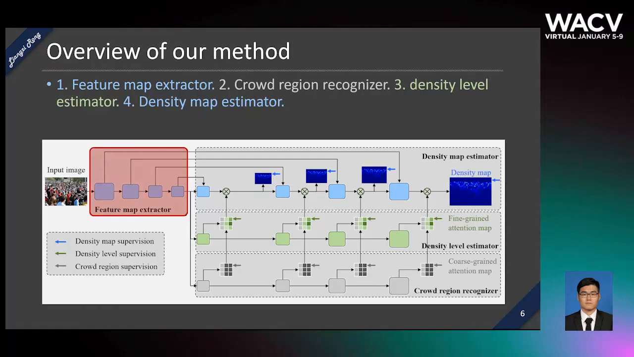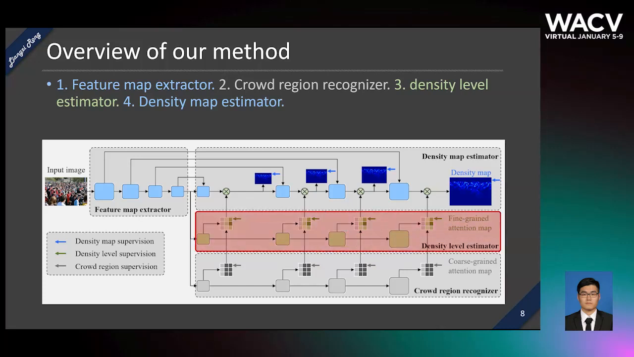The overview of our method is illustrated in the figure. It consists of 4 modules. Feature map extractor is used to extract general feature maps. Crowd region recognizer is used to classify people and the background and produces coarse-grained attention maps. This module tries to solve a two-class classification problem.